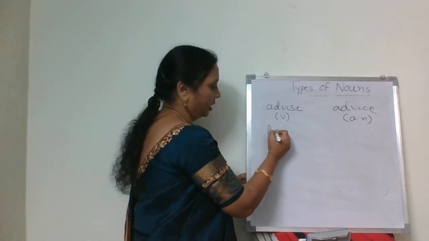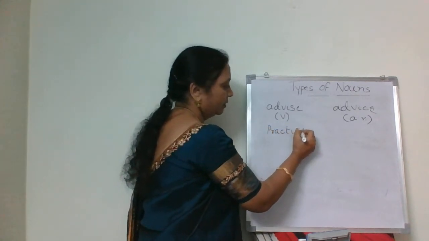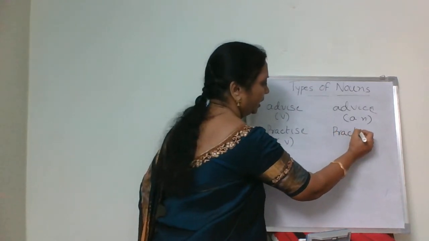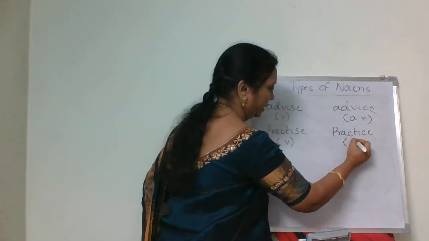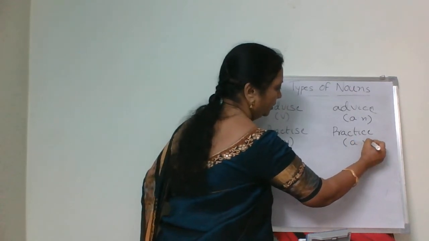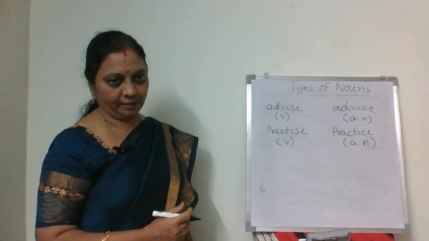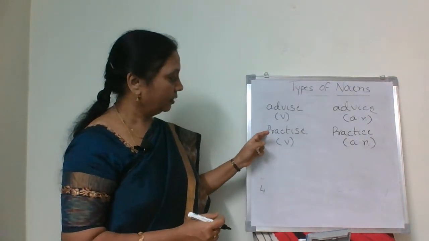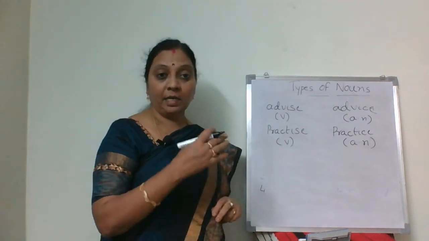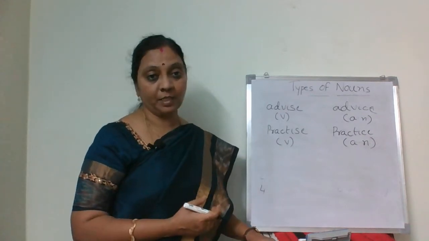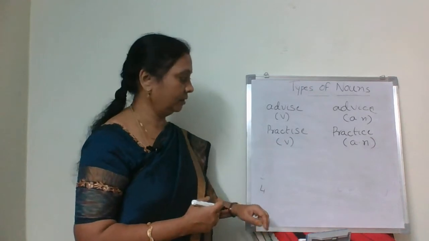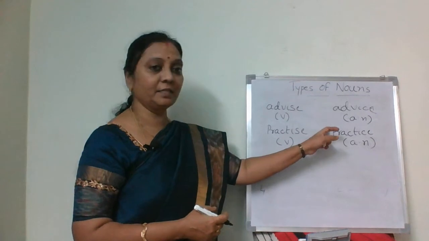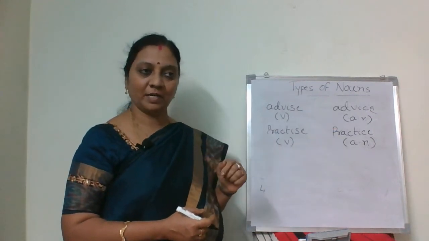Another word is also there, practice, but here slight difference in spelling, but pronunciation is same. Here also practice, but one is verb, another one is abstract noun. They practiced mathematical problems at home. Practice makes man perfect. Another practice is as an abstract noun.